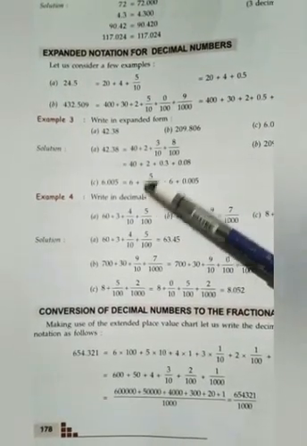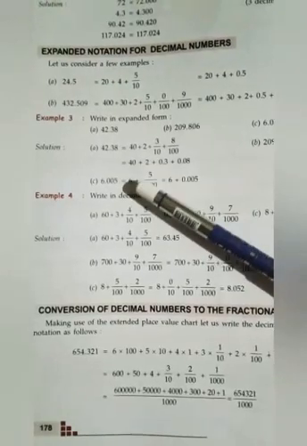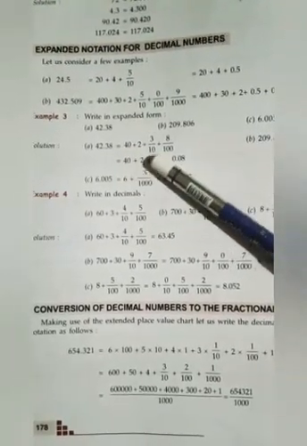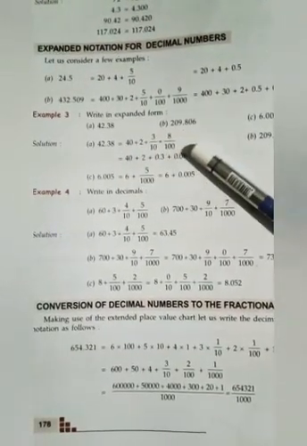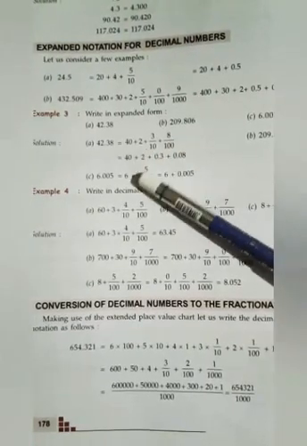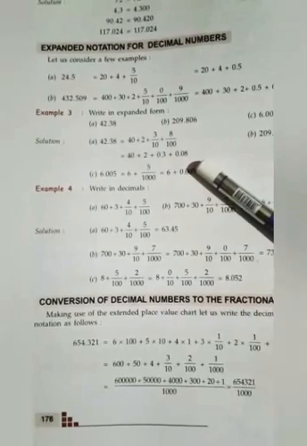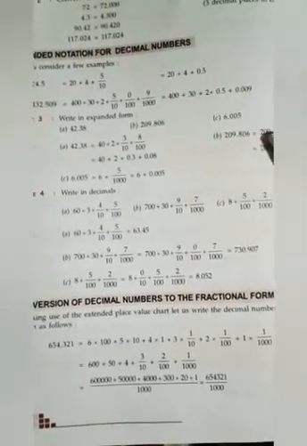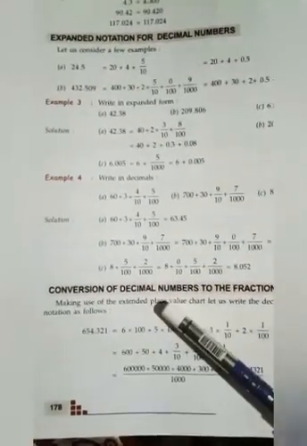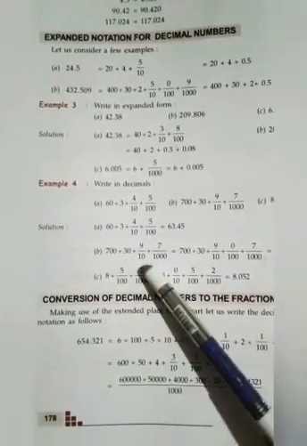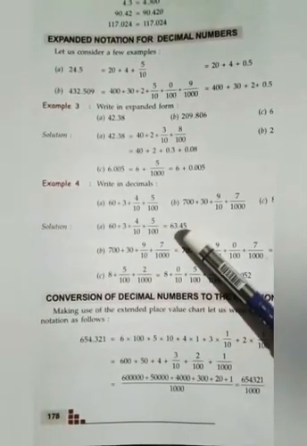42.38 means 4 is in the tens place, so 40, plus 2, plus 3 by 10, plus 8 by 100. Then 40 plus 2 plus 0.3, then 0.08. Like this, children, you see B and C. Then example 4, write in decimals.